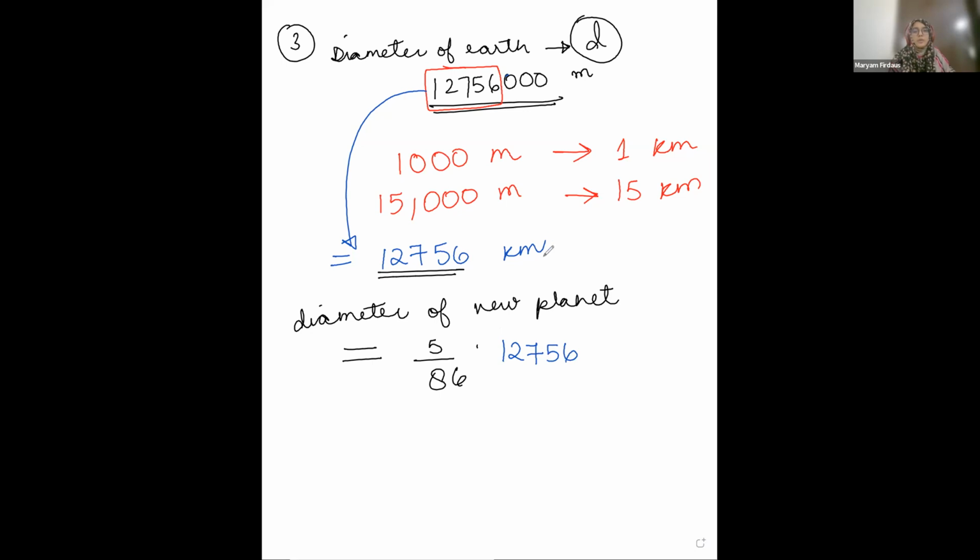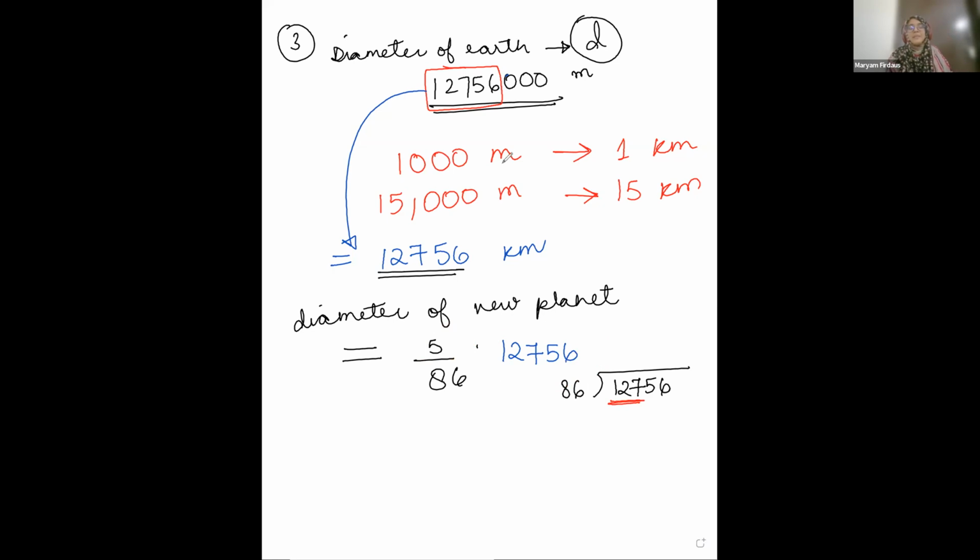12756. So I'm just going to divide it using the long division method. Are you ready? Yes. So 12756 and 86. Okay, let's start. What do we have to do? Divide by 86, because it's 12756 divided by 86. 86 is in the denominator. You can first multiply by 5 and then divide by 86. You can do that also.